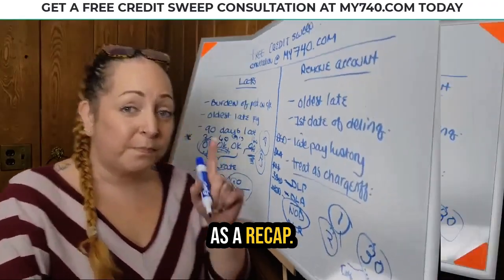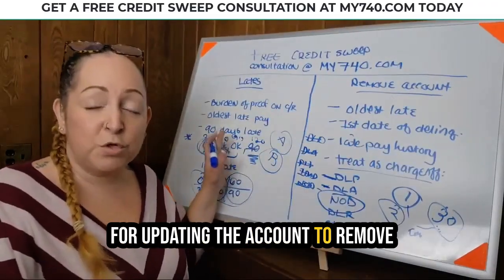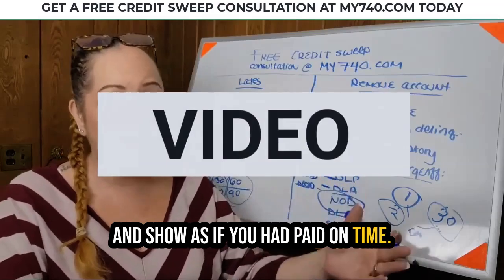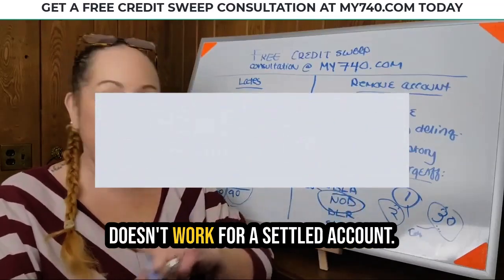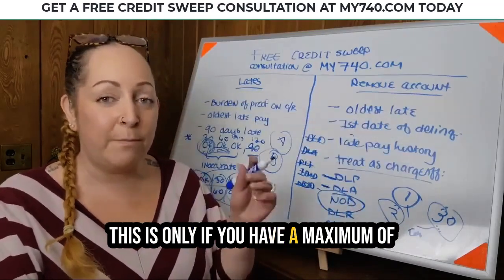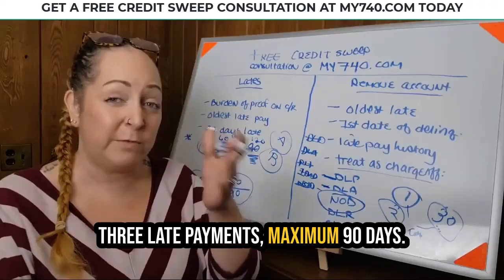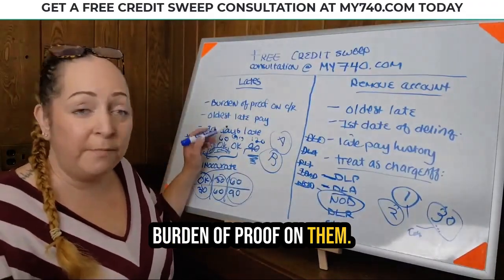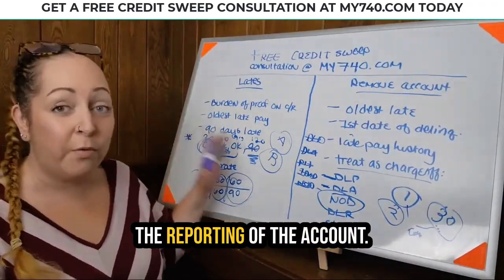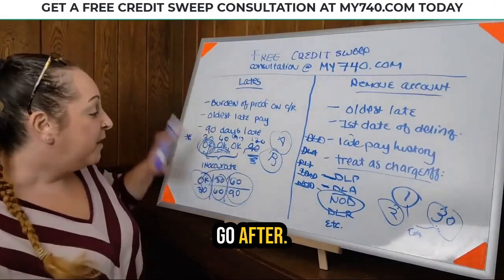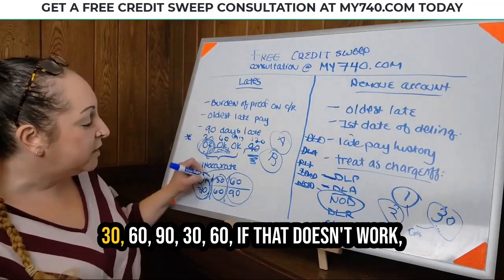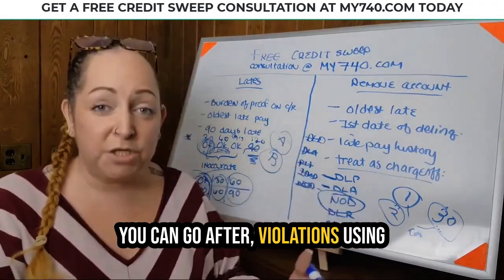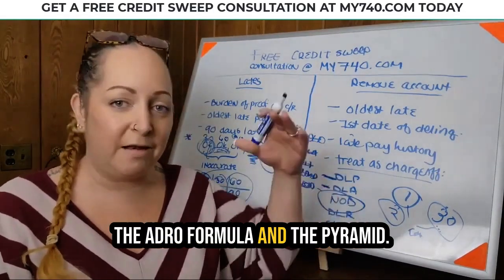As a recap, for updating the account to remove late payments but keep the account and show as if you had paid on time, it doesn't work for a charge off, doesn't work for a settled account. This is only if you have a maximum of 3 late payments, maximum 90 days. You are going to go after the late payments, put the burden of proof on them, go after the inconsistencies in the reporting of the account, go after any inconsistencies like this 30, 60, 90, 30, 60. If that doesn't work, you can go after violations using the Agero formula and the pyramid.